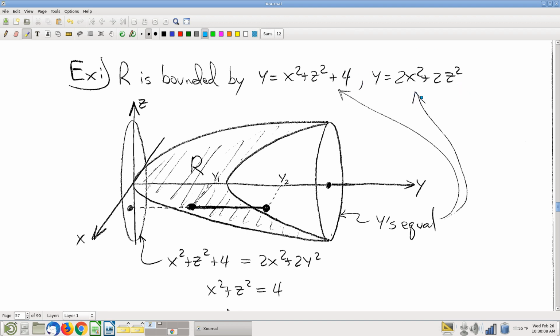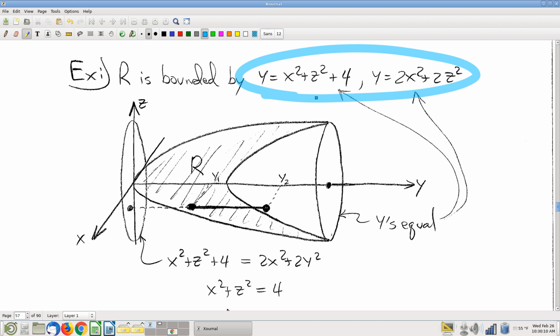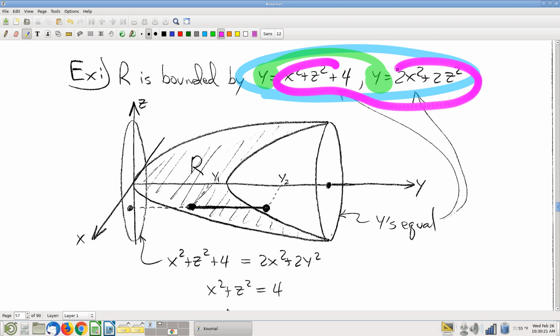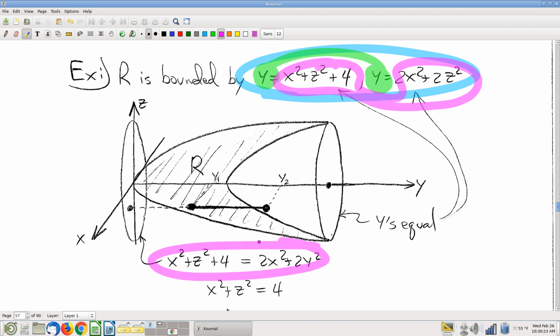Mm-hmm. Yeah, so if these two equations are both true, we're looking for points where these two y's are equal, right? And if those two y's are equal, that means that this is equal to that, which is what this says. There's not a y there. I'm sorry, what now? The thing you circled at the bottom.